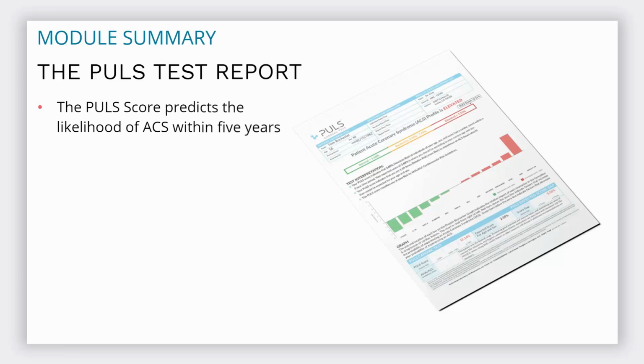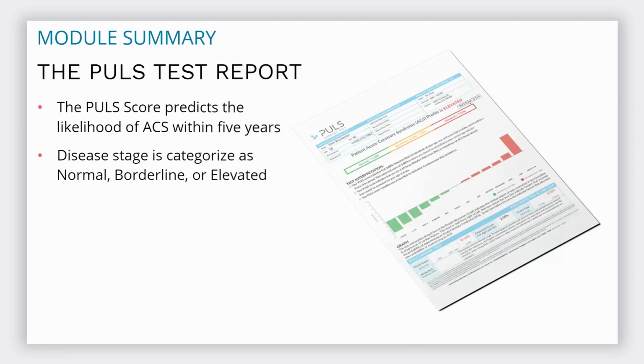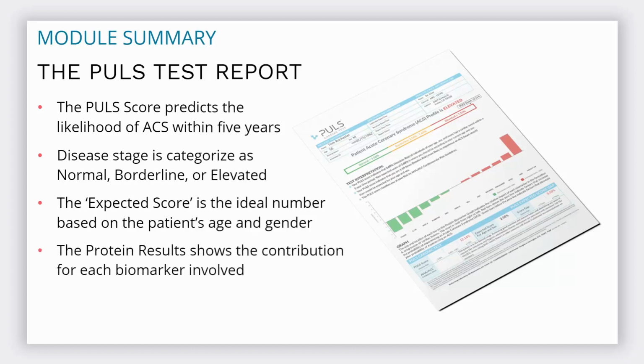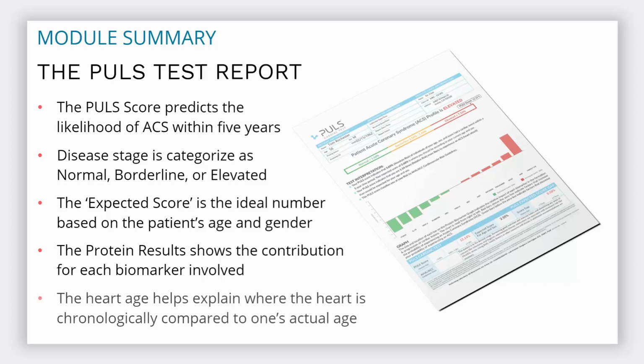We categorize the disease stage as normal, borderline, or elevated based on the score. The expected score is the ideal cardiac score based on the patient's age and gender. The protein results section shows the biomarkers involved in the test and the relative percentage contribution. This is useful in cases where a patient may have normal lipid values but a high pulse score. Looking at percent relative contribution can help formulate treatment options. Heart age provides a simple way to grasp where the heart is chronologically. Note that heart age maximum will not exceed 80.